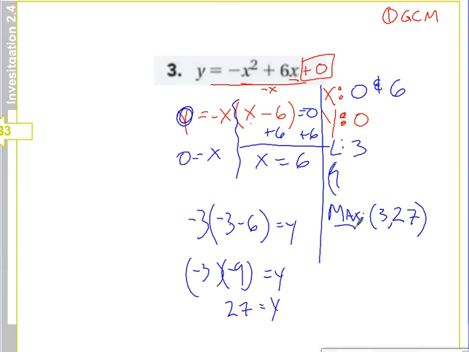Now, I said this was a maximum. How did I know? I knew this was going to be a maximum because the quadratic term is negative. Therefore, this parabola will open down, which looks like this.